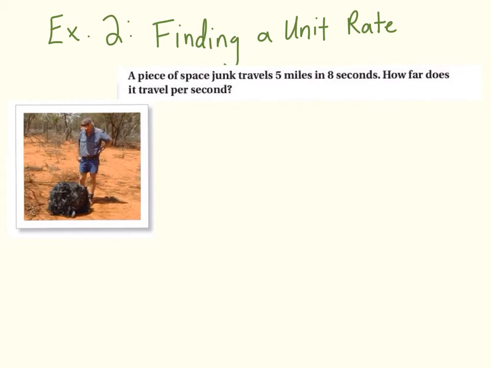In example 2, we're going to be finding a unit rate. And again, check your key vocabulary if you're not quite sure about that. But remember that a unit rate is using a denominator of 1 or comparing something to 1 unit. So our question asks, a piece of space junk travels 5 miles in 8 seconds. How far does it travel per second? And per second would help us understand that we're getting down to 1 second. And we're going to try this one using a ratio table.